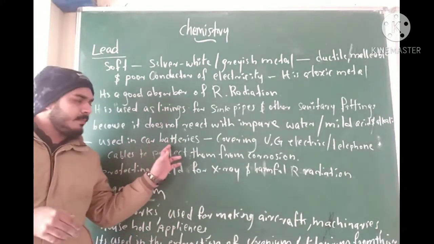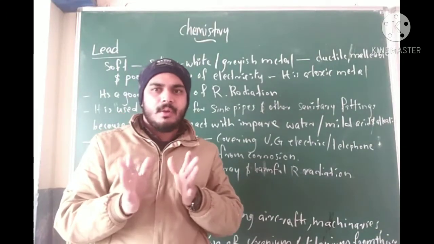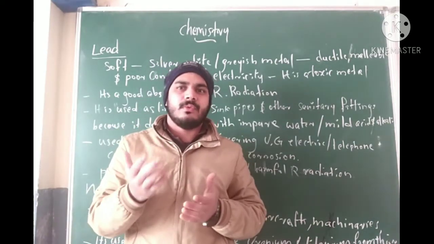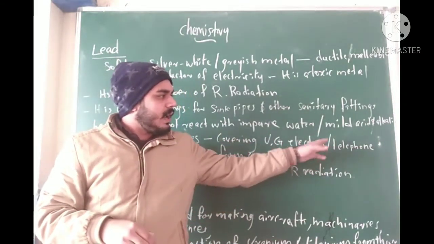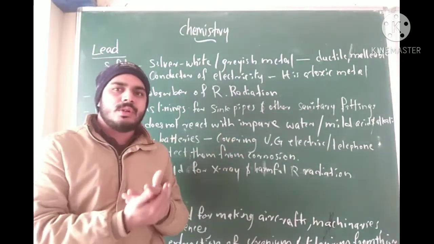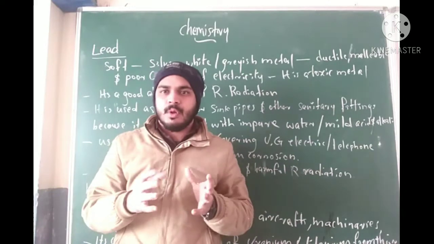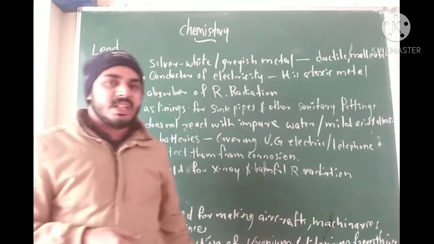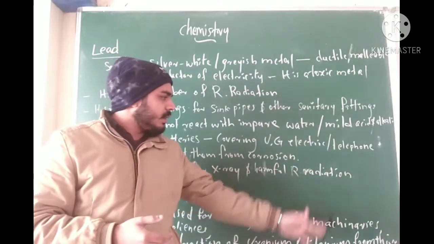Next, it is used in car batteries. I hope all of you know what a car battery is. In a car battery, lead is also the main conductor. It is very useful for human life. It is also used for covering underground electric and telephone cables to protect them from corrosion. And next, as a protecting shield against X-rays and harmful radiations.